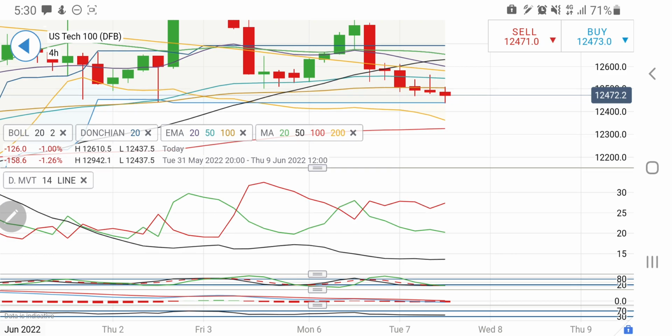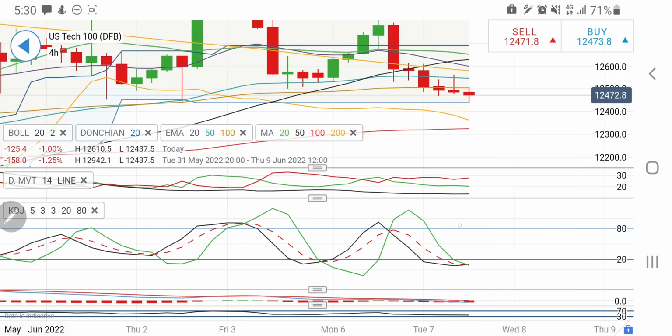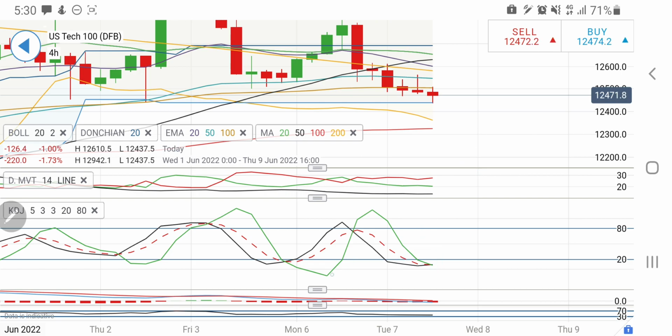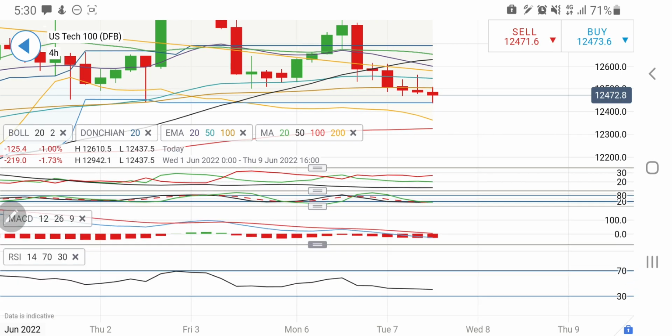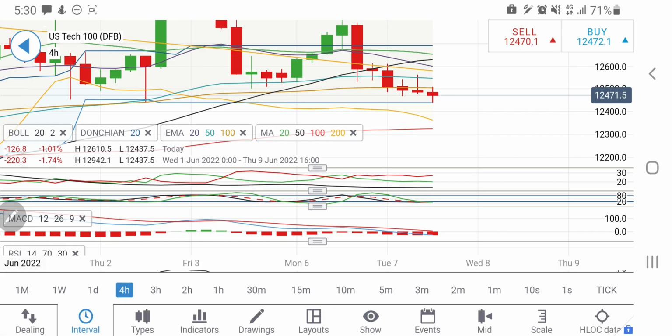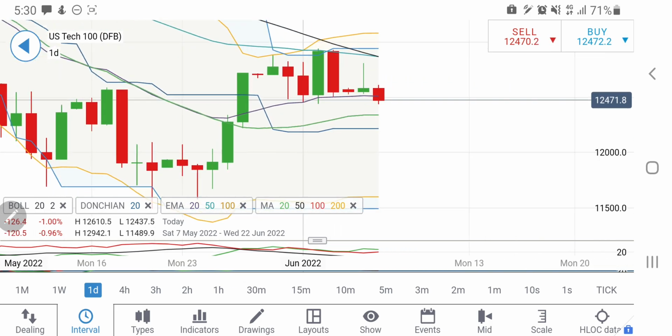Let's have a more detailed look. Divergence on the 4-hour chart indicates bearishness. Stochastic is oversold, hence a reversal can be expected. MACD is wide divergent and again showing strong bearishness. RSI is sloping downwards and is in bearish territory. Now look at the daily charts.